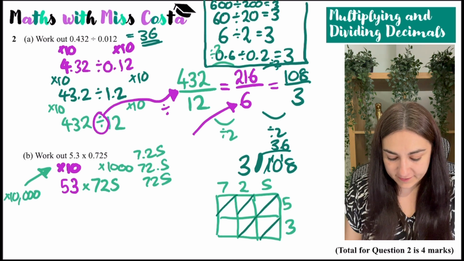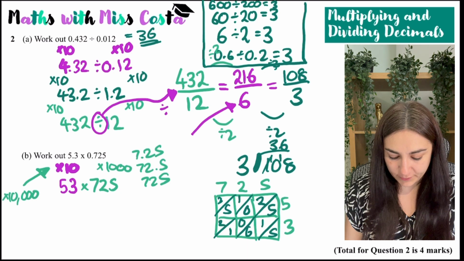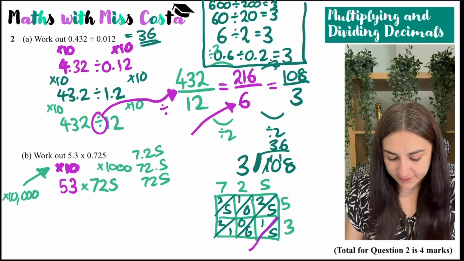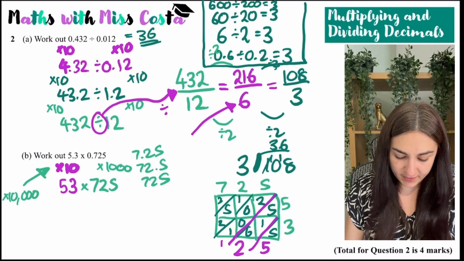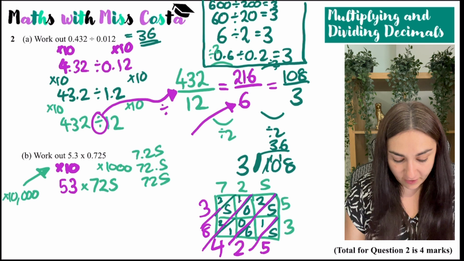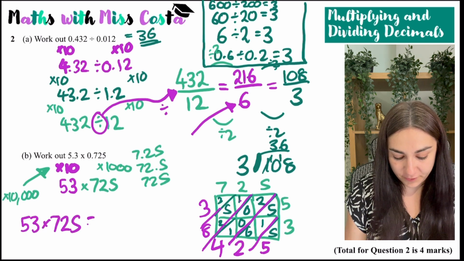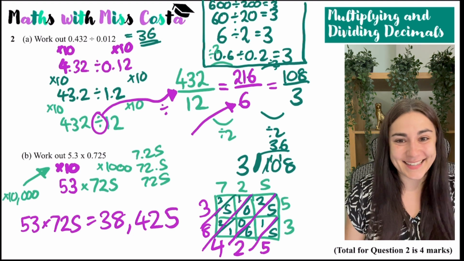So you divide it into 2, and then 5 times 5 is 25, 5 times 3 is 15, 2 times 5 is 10, 2 times 3 is 06, 7 times 5 is 35, and 7 times 3 is 21. Now I just add all my diagonals, so that would be 5. 5 plus 1 plus 6 is 12, so I carry the 1. 2 plus 1 plus 1 is 4. And then 5 plus 2 is 7, 8, and 3. So I know that 53 times 725 is 38,425.